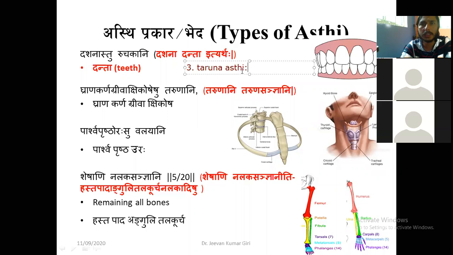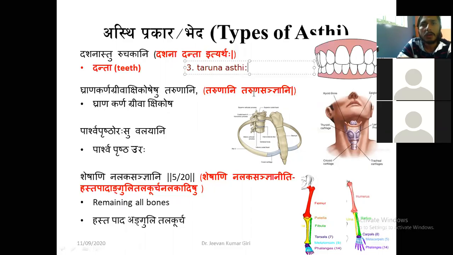If you see during the formation of the bone, most of the bones have cartilaginous ossification. First the cartilage is formed, and that cartilage finally converts into bone. So the bone which is in the taruna stage, that is the cartilaginous form, they have considered as the taruna asti. Taruna and taruna sangyani: the bone in the young stage. Initially, during the formation of bone, they first form the cartilage. That initial stage of the bone, the cartilaginous state, is the taruna stage.